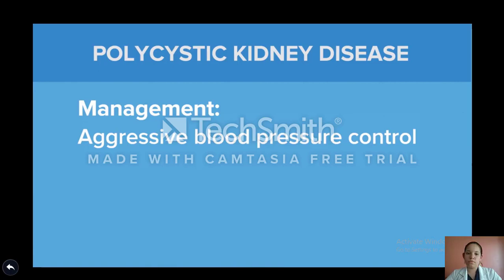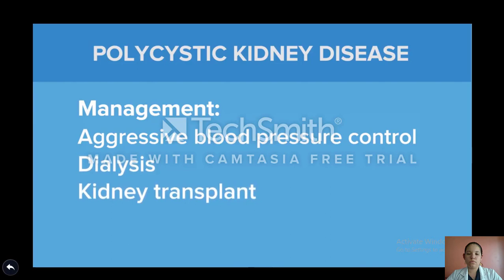About half of patients with this disorder will progress to what we call end-stage kidney disease, and these patients will require renal replacement therapy, kidney replacement therapy, by either dialysis or transplantation.